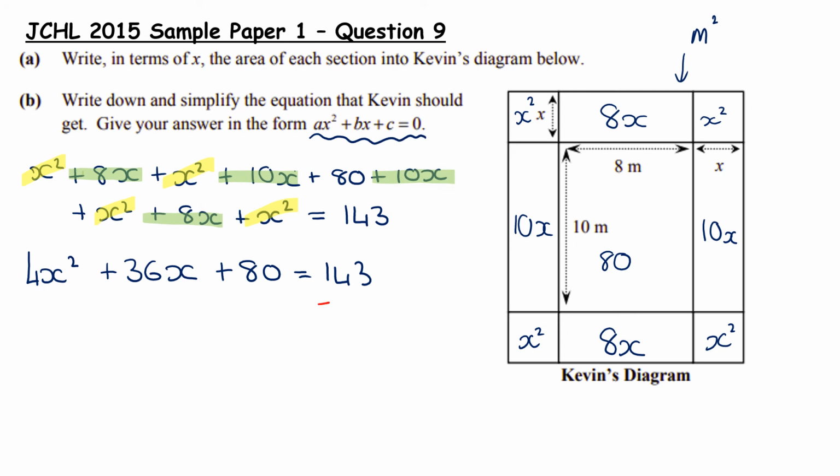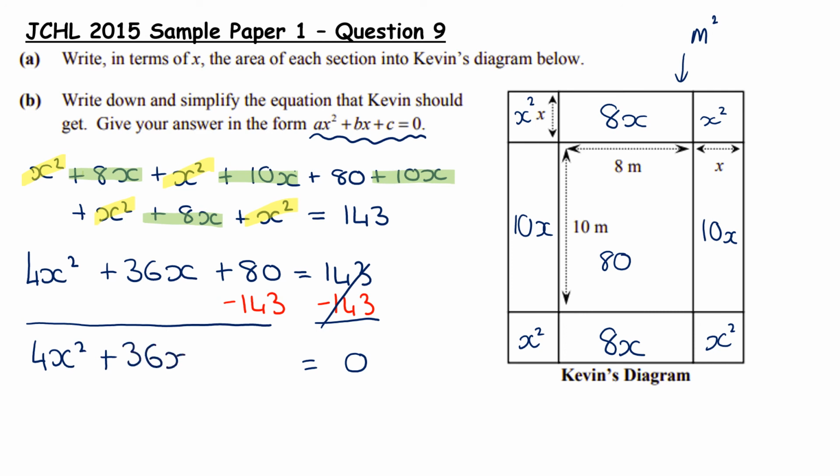We need to make it equal 0. So to do that, I'm going to take 143 from both sides. That will give us an equal 0 here. So we have 4x squared plus 36x minus 63. Now, you might notice that 4 and the 36 have a common factor, but 63 is not divisible by 4. It's not divisible by 2. So this is as simple as it can be.